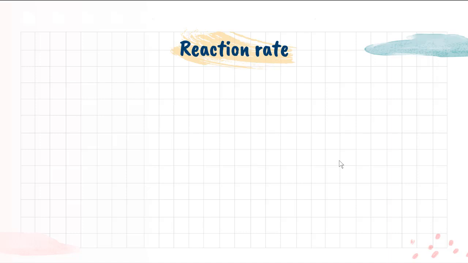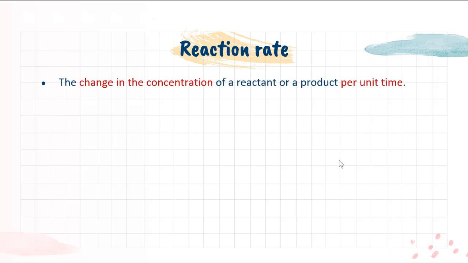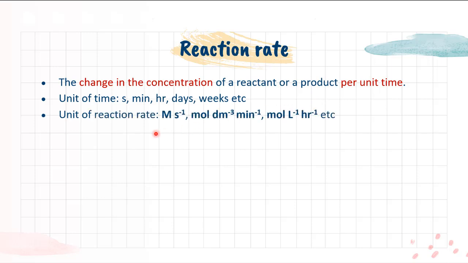So first of all, reactions rate. This reactions rate refers to the change in concentrations of reactant or product per unit time. So this unit of time can be in second, in minute, in hour, in days, weeks, year, century, etc. Depends what is given in the questions. So the reactions rate has the units of concentrations per unit times, which can be molar per second, mole per dm cube per minute, mole per liter per hour, etc.